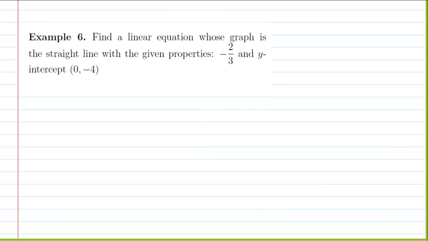So now we want to find a linear equation whose graph is a straight line with the given properties. That should have an m. M equals -2/3, and the y-intercept is (0, -4). So our equation of our line is y equals mx plus b. That's still our slope, and the b is the y-coordinate of the y-intercept.